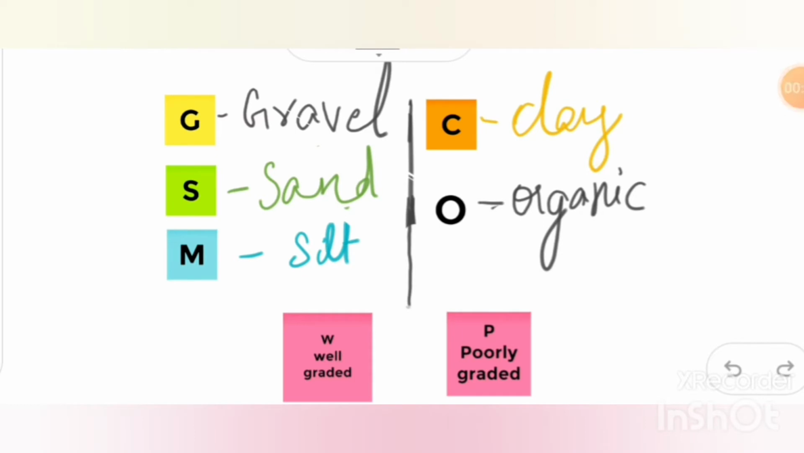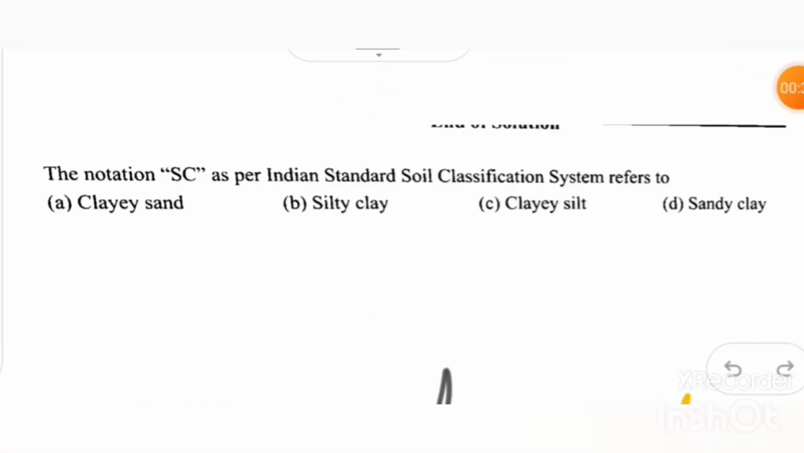Before answering this question, let's see what all the symbols are used in the Indian Standard Soil Classification System to categorize the soil. Capital G represents gravel, capital S represents sand, M silt, C clay, O organic soil, and W and P represent the arrangement of the soil. So for well graded it's W, for poorly graded it's P. We can understand that in SC, sand and clay are present.